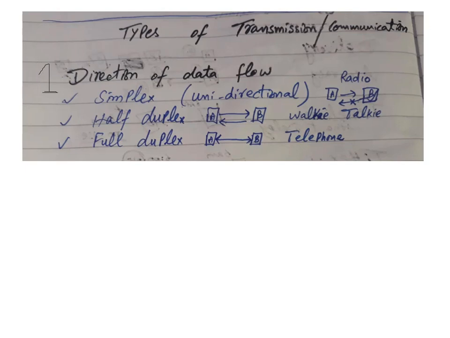In half duplex, you can send a message to each other, but not at the same time. The example is a walkie-talkie. And full duplex is the opposite of half duplex: both machines can simultaneously send their messages or communicate with each other. The example is a telephone.